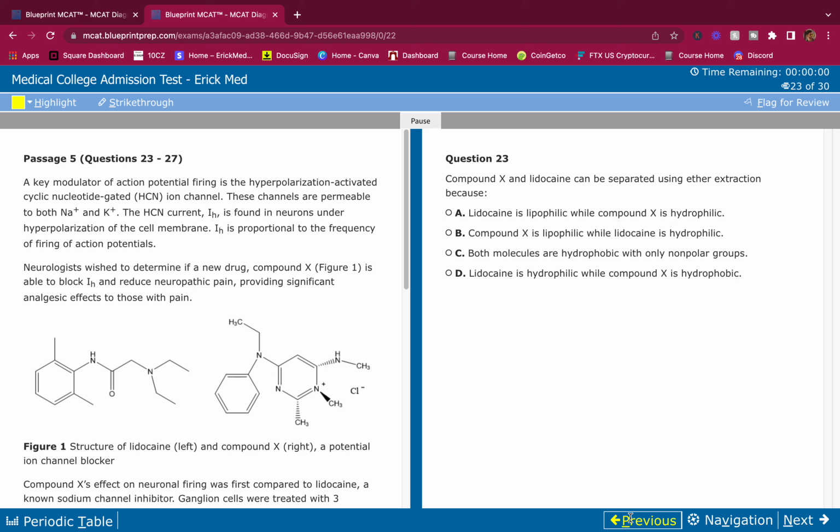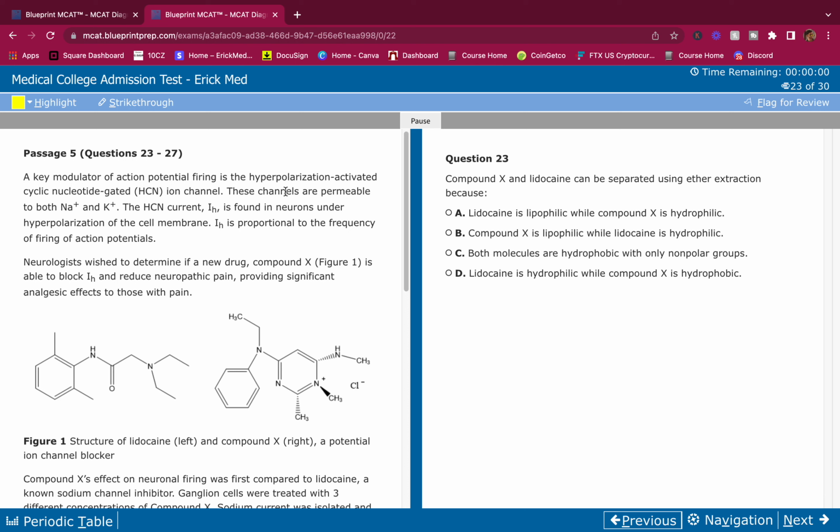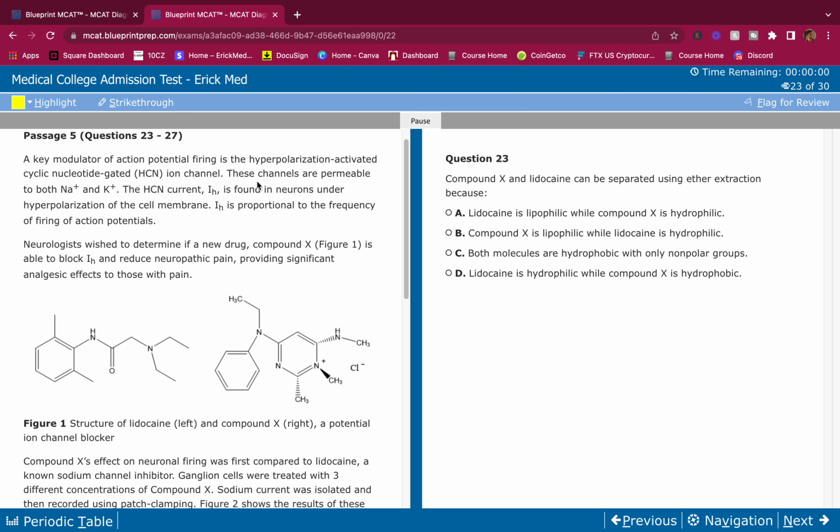All right. Here we go. A key modulator of action potential firing is the hyperpolarization-activated cyclic nucleotide-gated HCN ion channel. Wow, thanks for that mouthful. These channels are permeable to both sodium and potassium. The HCN current, IH, is found in neurons under hyperpolarization of the cell membrane. IH is proportional to the frequency of firing of action potentials. Oh boy, I know a lot of students do not like electrophysiology.